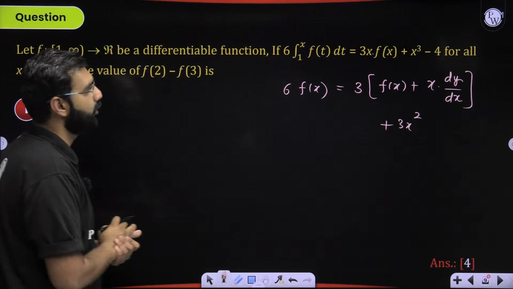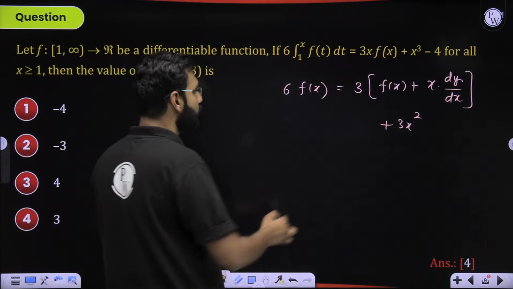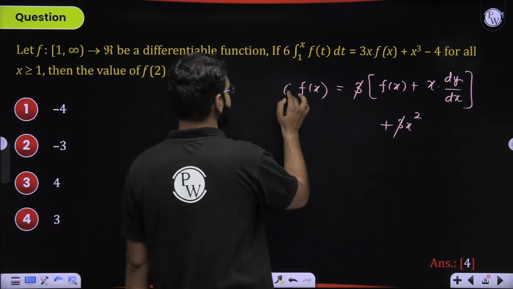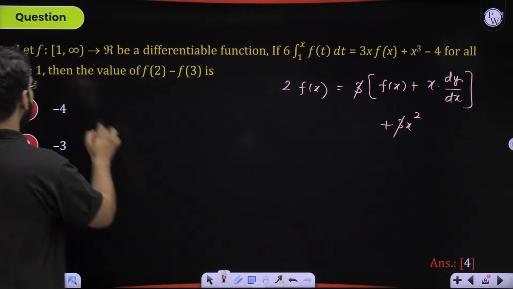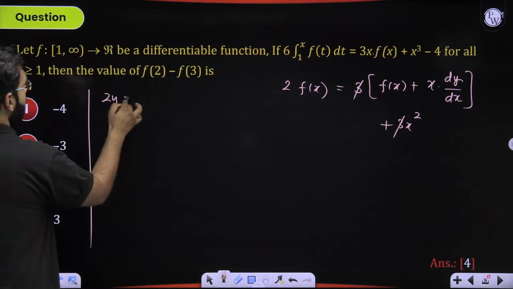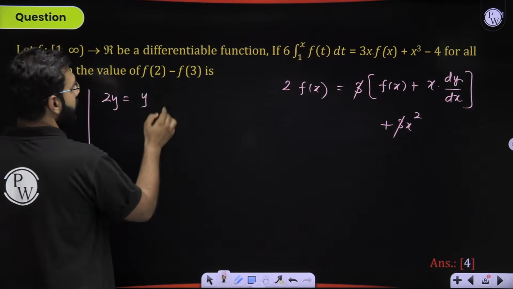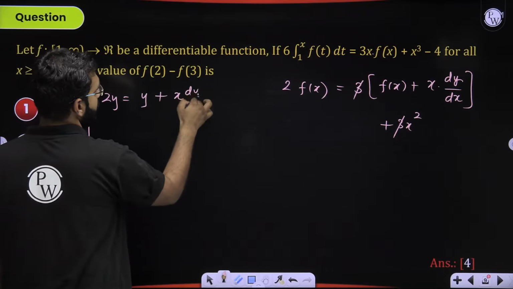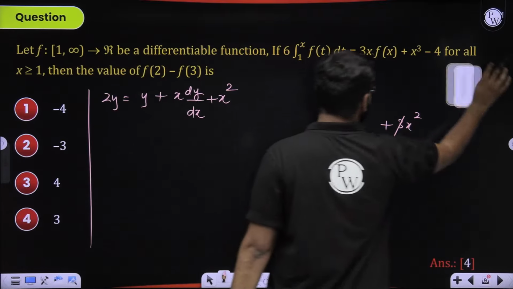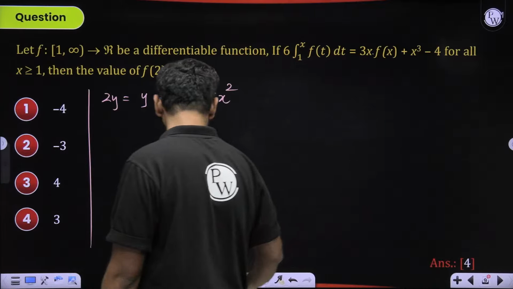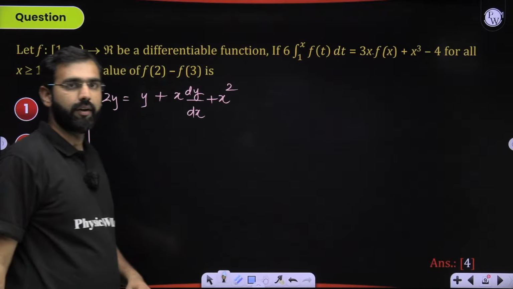Everybody with me on this? I hope there is no confusion on that. One more thing we can do, this 3 and this 3 cancel, this 6 leaves you with a 2 here. So this f of x I'm substituting by y. So there I get 2y is equal to y plus x dy by dx plus x square. Correct me if I'm wrong. Everybody with me on this? In terms of calculation, if I have made any mistakes, do tell me. Can I move ahead from here?